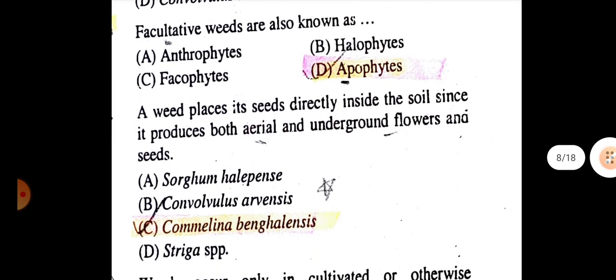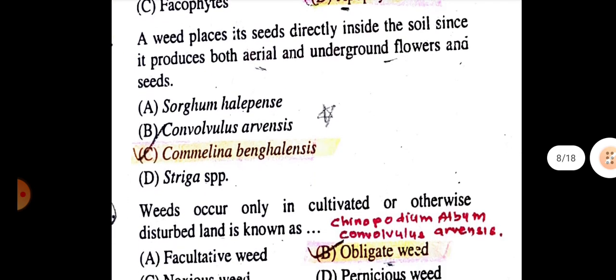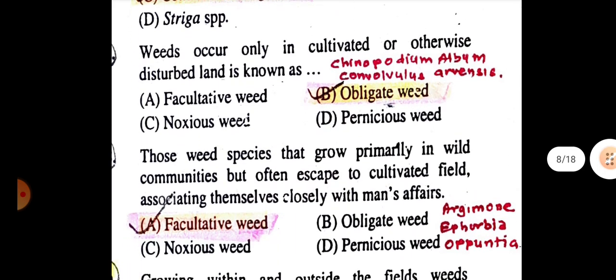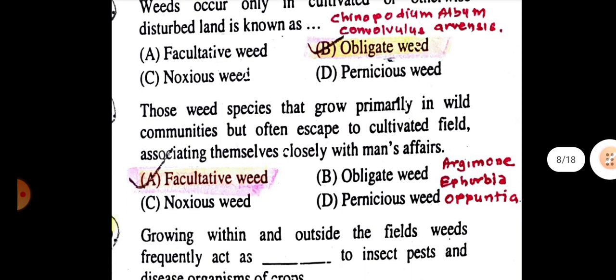Facultative weeds are also known as apophytes. A weed plants its seed directly inside the soil since it produces both aerial and underground flower seed. It is Commelina bengalensis. Weeds that occur only in cultivated or otherwise disturbed land are known as obligate weeds.